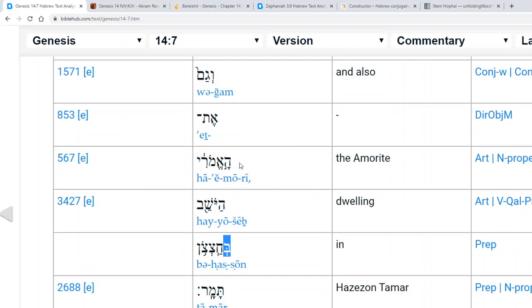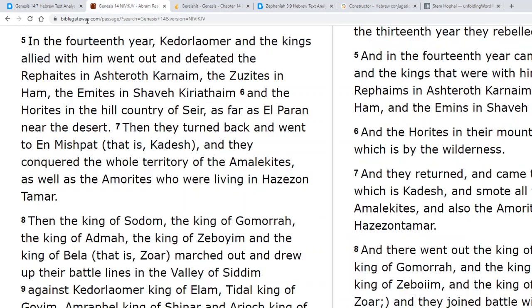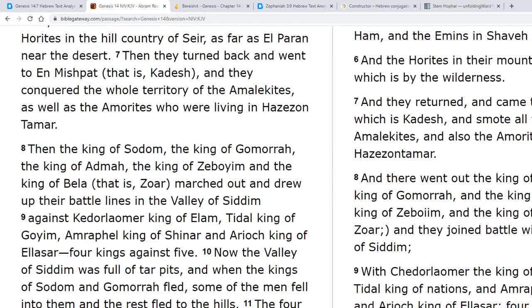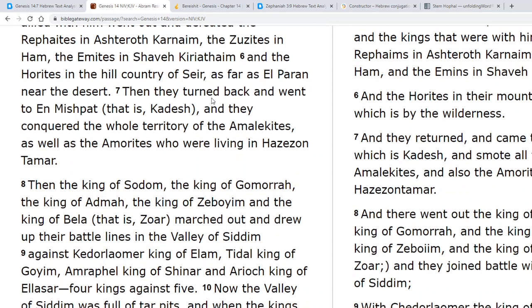Chatzitz, it doesn't have a meaning, but you can look that up if you like. King James: "And they returned and came to En Mishpat, which is Kadesh, and smote all the country of the Amalekites and also the Amorites that dwelt in Chatzitzon Tamar."